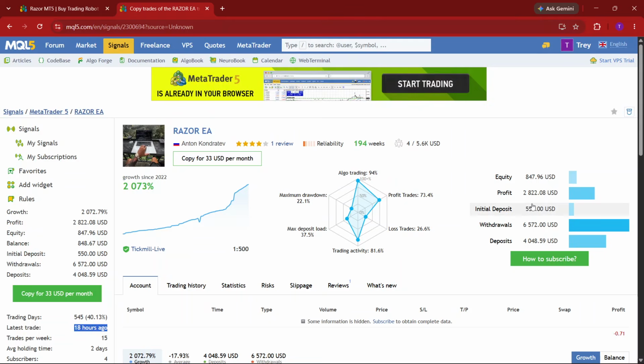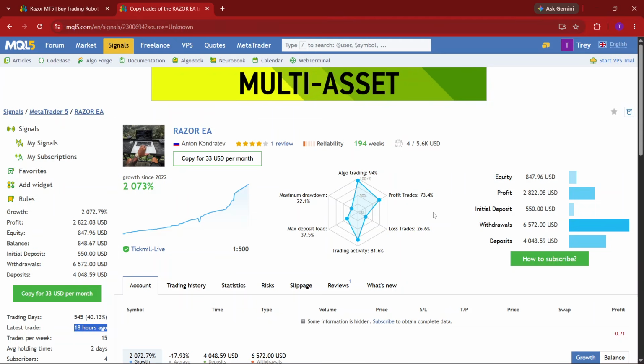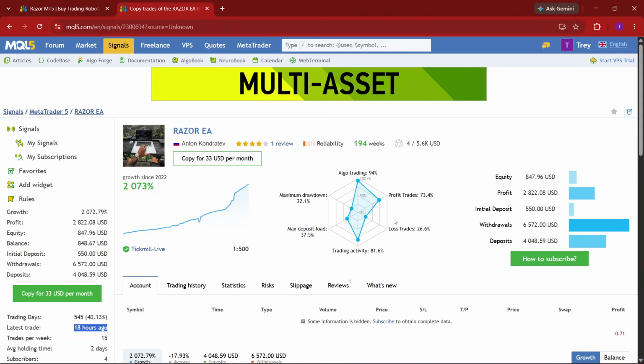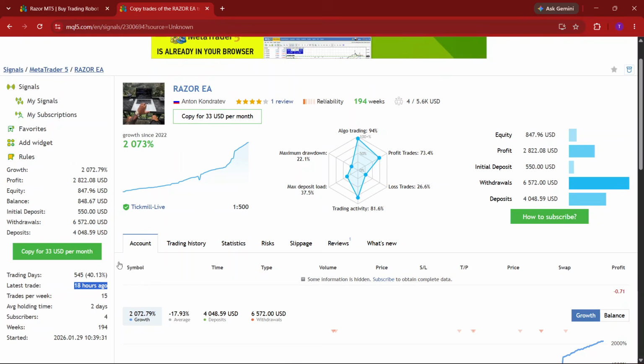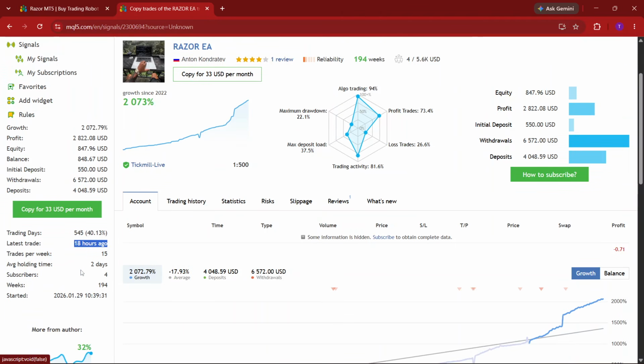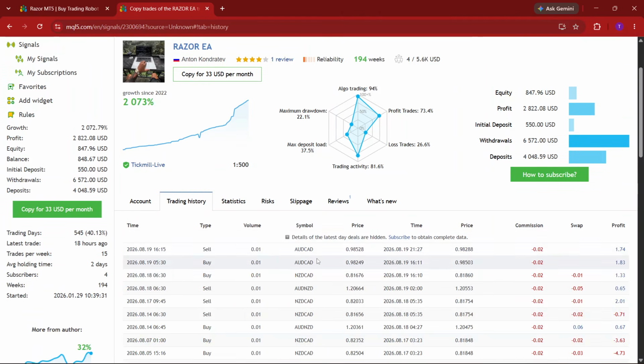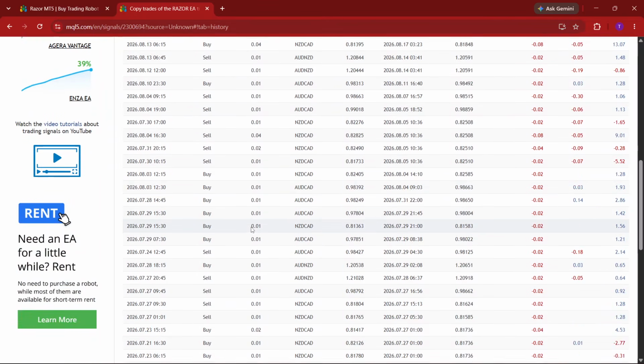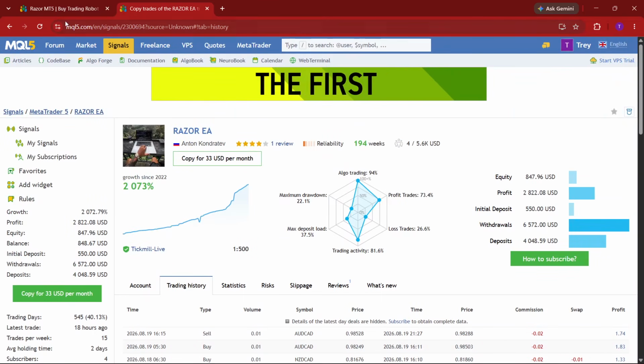Initial deposit 550 with profit of $22. I see he has made withdrawals of $65.72. Now we see average holding time 2 days. And the pairs commonly traded, you can see here, Australian Canadian dollar, New Zealand Canadian dollar, Australian New Zealand dollar. You can see everything on the signal. Let's move back.